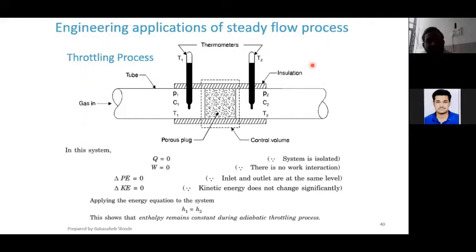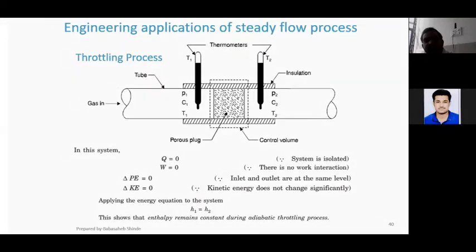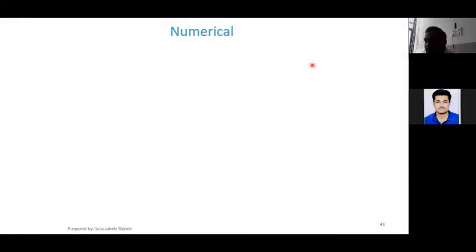And for this one, enthalpy at inlet is going to be equal to enthalpy at outlet, so this process, the throttling process, is also called a constant enthalpy process. Here we can see that H1 is equal to H2. So this many devices we have seen in the last session.